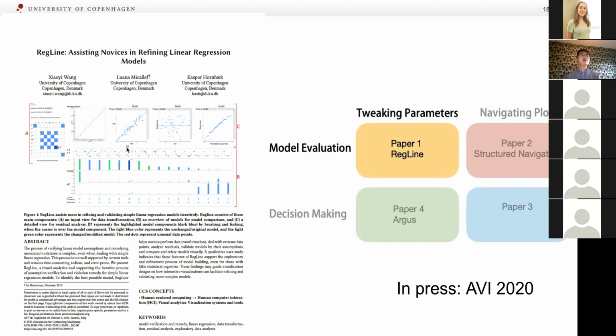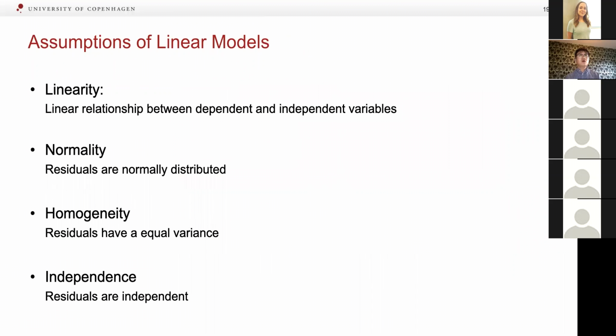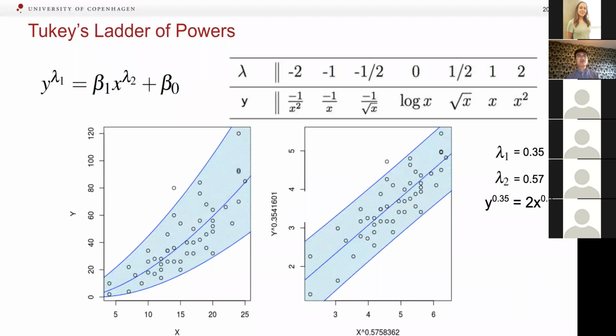regression models. It was a collaboration with my 2 supervisors, Luana McLeod and Casper Hornbeck. When building linear models, it is necessary to verify the following model assumptions: linearity, normality, homogeneity, and independence. If one or more assumptions are violated, the model robustness will be highly influenced. Typically, we use data transformation to fix the violations. Here is an example using 2-case ladder power for data transformation.